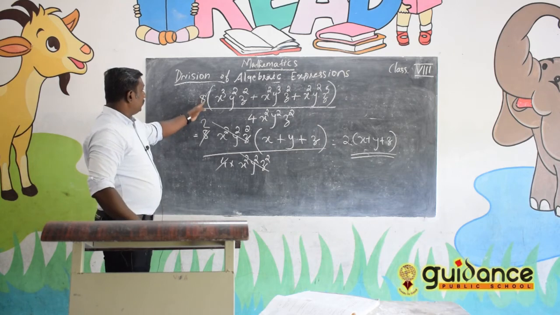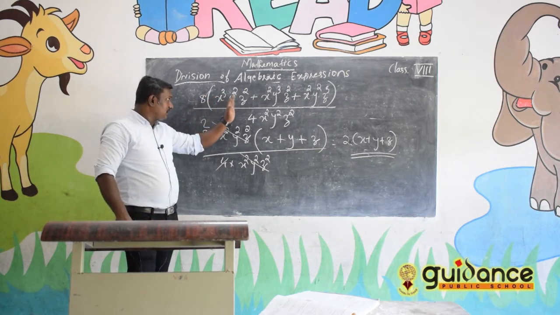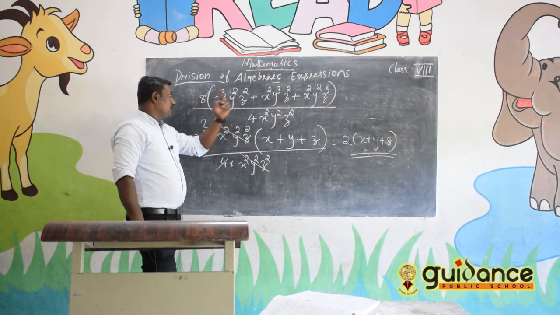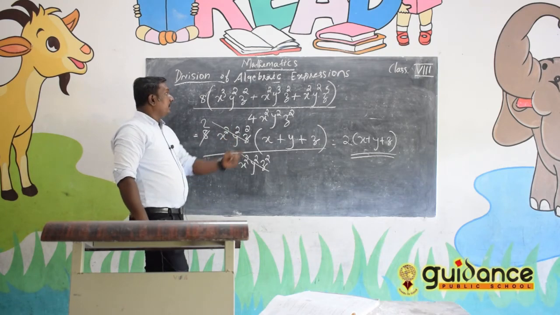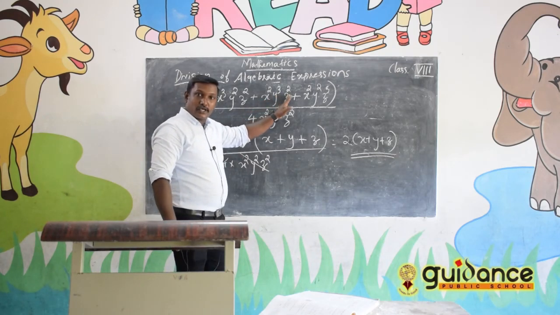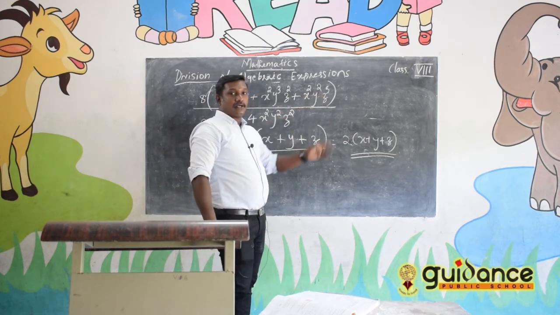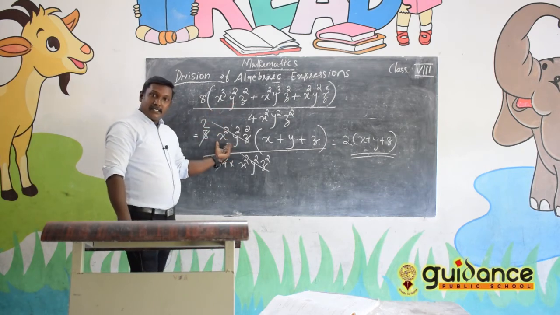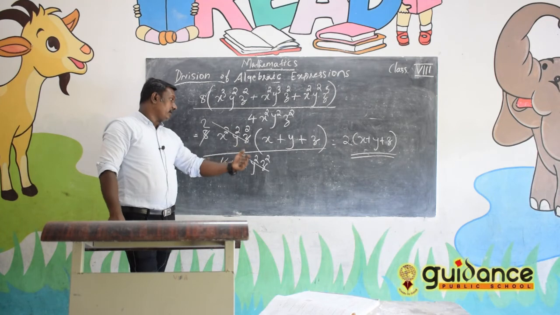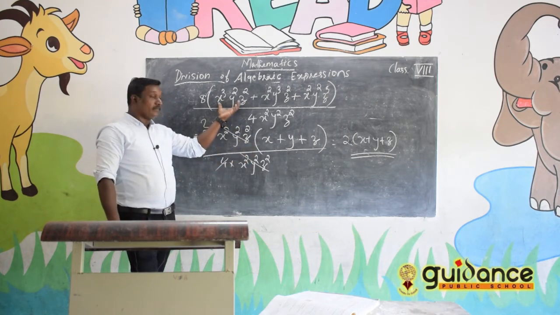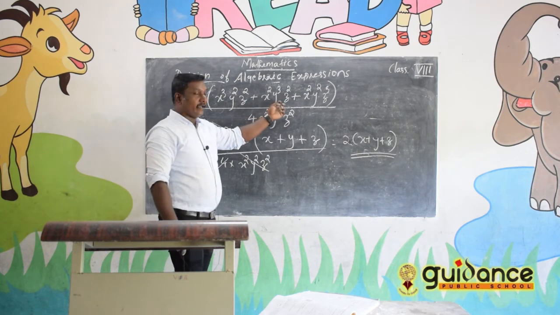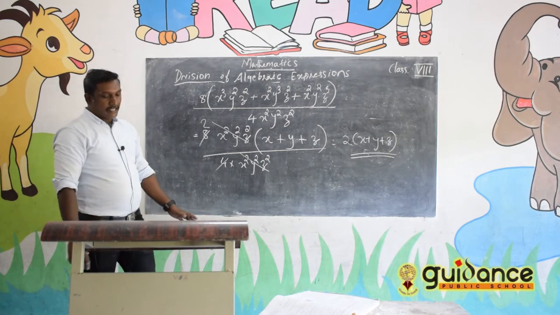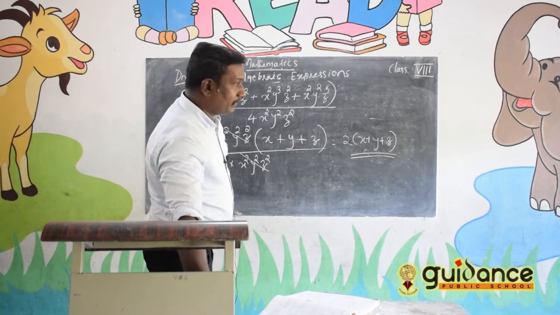So look here, what are the things we take outside? Consider the maximum power we can take from these three terms. I think here x square is there, y square is there, z square is there. Here also x square, y square, z square we can take. So we take the maximum power from all three terms. So we consider x square, y square, z square into bracket, and the remaining thing from the first term is x, second term y, third term z. So x plus y plus z. 8 by 4 is 2. The answer is 2 into x plus y plus z.